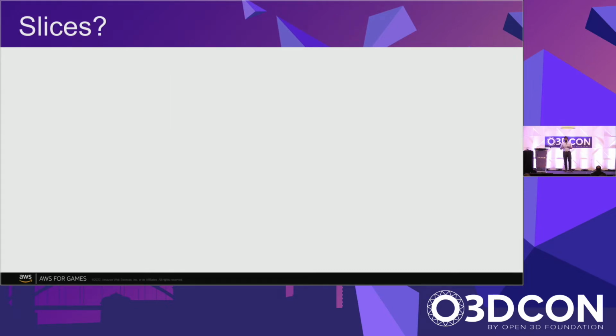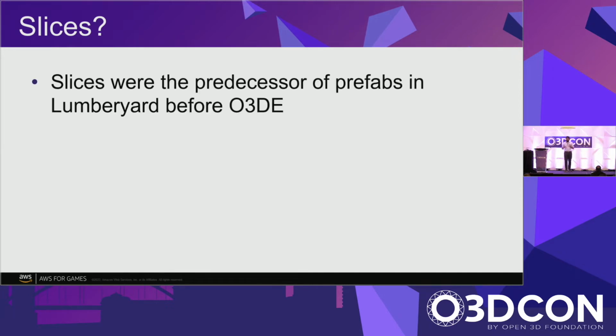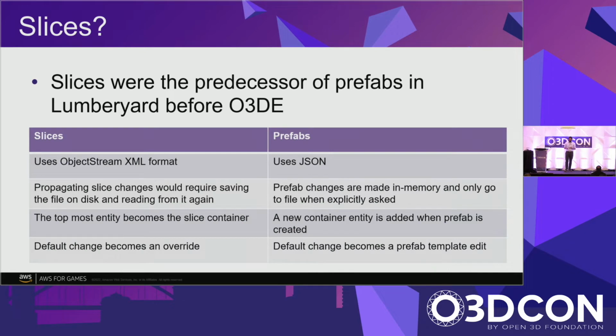If you are familiar with Lumberyard or used Lumberyard in the past, you might be thinking, wait a second, these are just slices, right? Are prefabs just slices 2.0? And the answer is no. Slices were the predecessor of prefabs, and they implemented the concept of prefabs, but there are major differences between how slices worked and how prefabs work. These are some of the major differences between slices and prefabs. Slices used an object stream XML format. Prefabs use a nice and easy to read JSON format that can also be easily merged when there are conflicts.